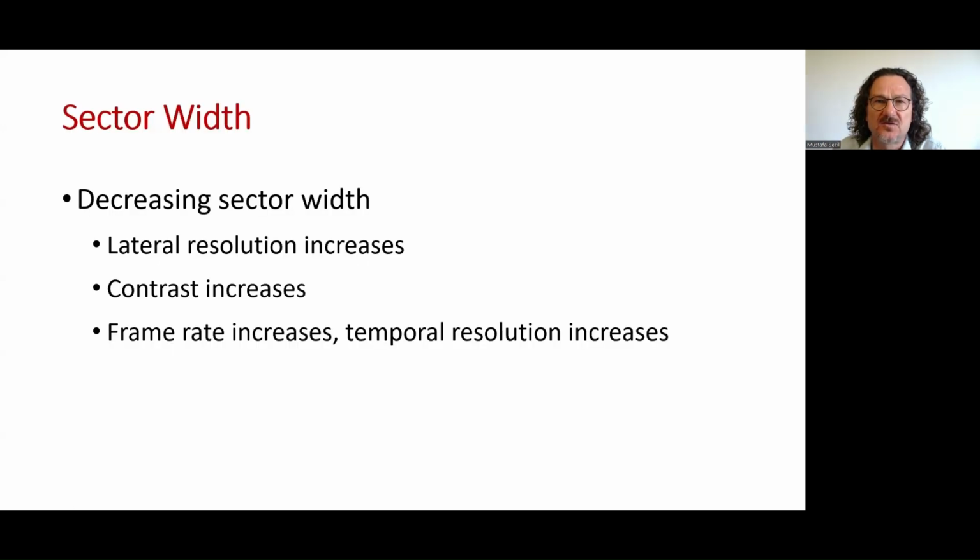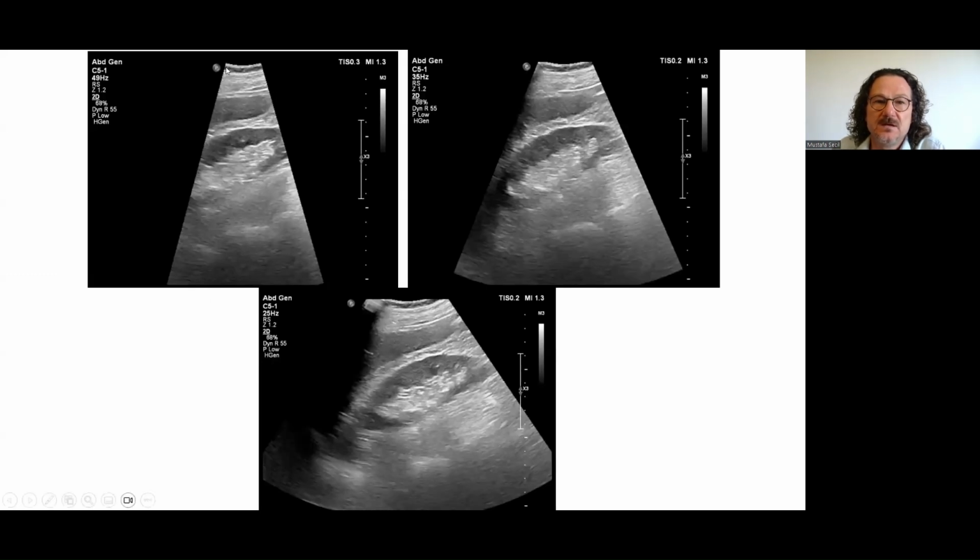By decreasing the sector width, lateral resolution increases, contrast increases. As the frame rate increases, temporal resolution increases. This is the sector width narrowed, a better image compared to these ones.